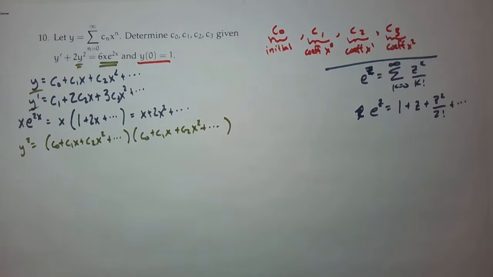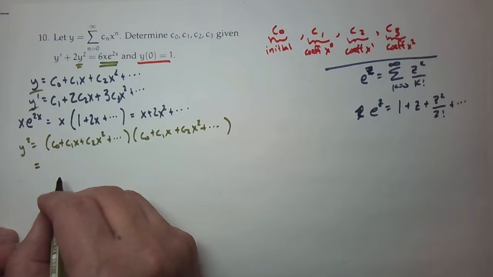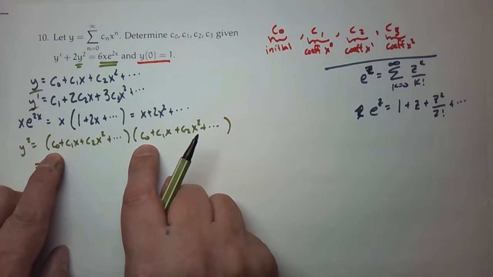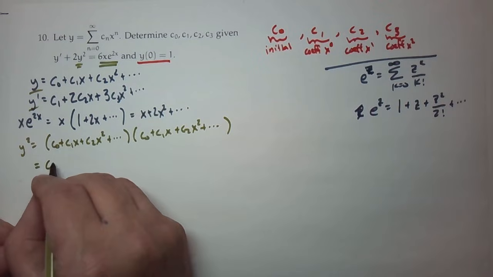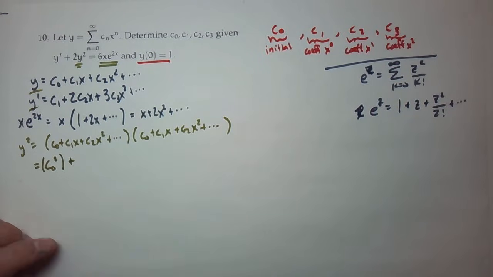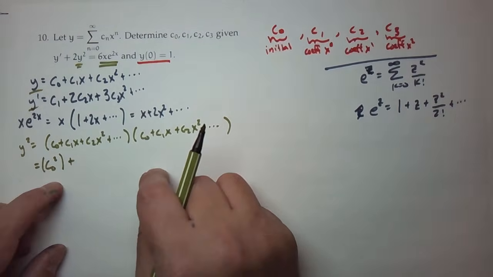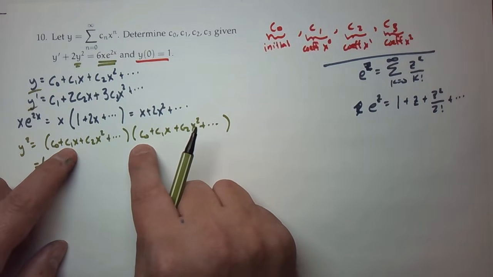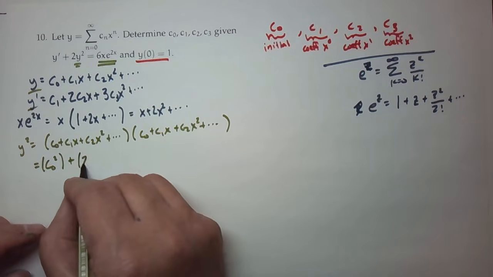Okay, how do you get constant terms? If you multiply this together, what would your constant term be? The only way to get a constant is constant times constant. c0 squared. And that's your constant term. What would your coefficient of x look like? c0 c1 and c1 times c0. Well, you could put those together and say that's 2c0c1.